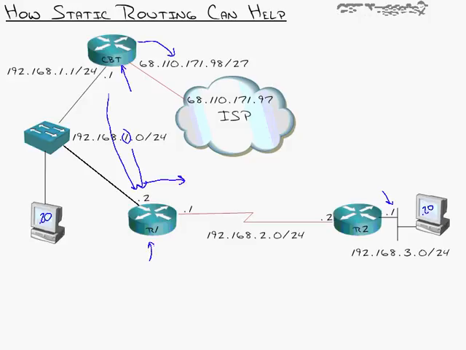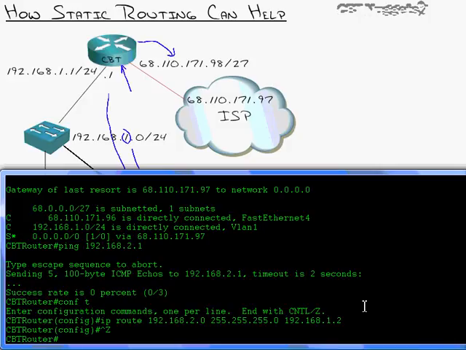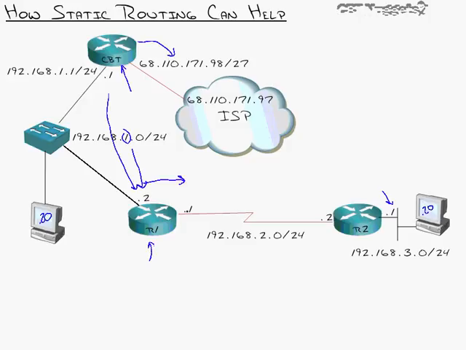So I'm going to show you something really cool right now. Let's try it. Oh, it's more cool than you may be thinking. I'm going to type in show IP route, make sure the route's in there. Yep, there it is. There's my static route, 192.168.2.0. I'm going to ping 192.168.2.1. That's the interface of router 1, right?